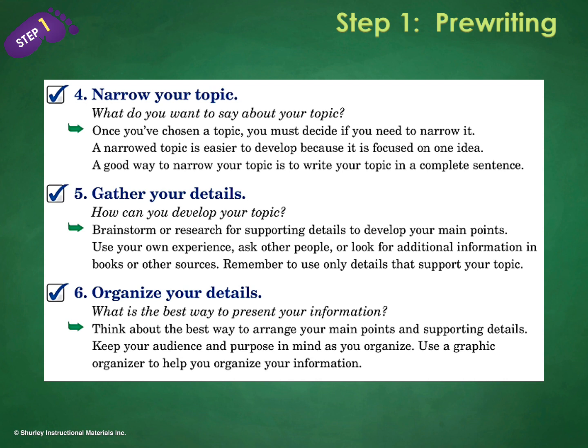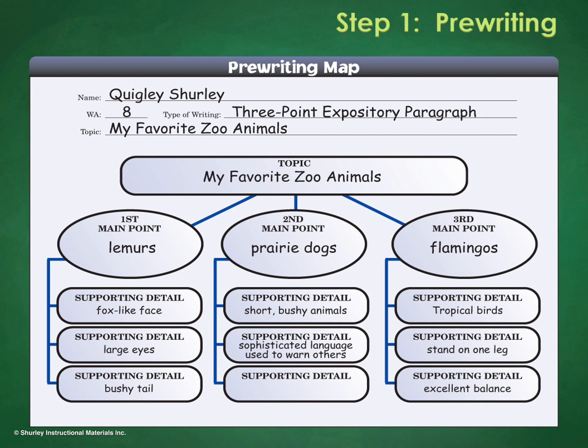As they gather information and details about their topic, students will use a graphic organizer to organize their ideas on paper in a visual way. Here is an example of a pre-writing map. As you can see, students learn to develop main points and supporting details for their topic. This student's topic is his favorite zoo animals. The three main points he will discuss are lemurs, prairie dogs, and flamingos.